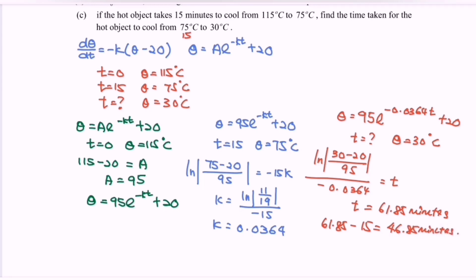So meaning that the time taken for the object to cool from 75 to 30, the answer would be 46.85 minutes from 75 degrees Celsius to 30 degrees Celsius.